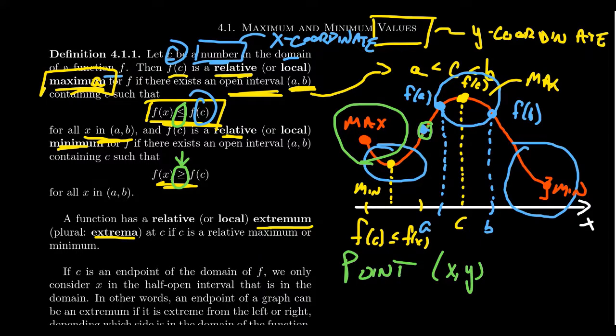So be very cautious about when you do these problems on your own or your homework system. If you're asked to find the maximum value, you want the y coordinate. If you're looking for a maximum point, you want the x and y coordinate. If you're asking for the number which obtains the maximum or the minimum, then you're looking for the x coordinate.